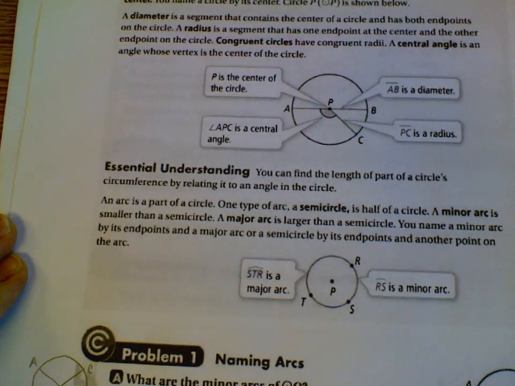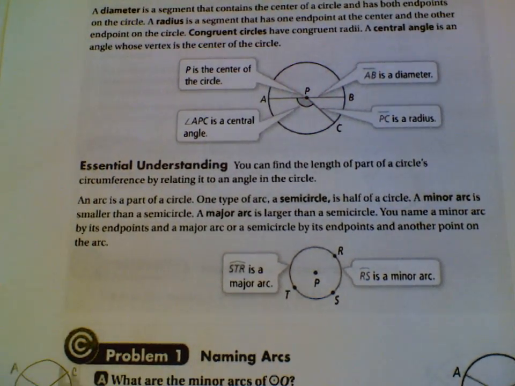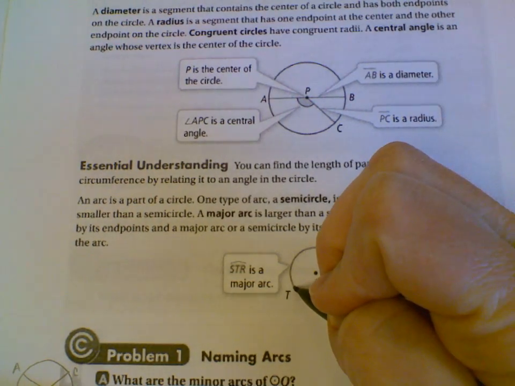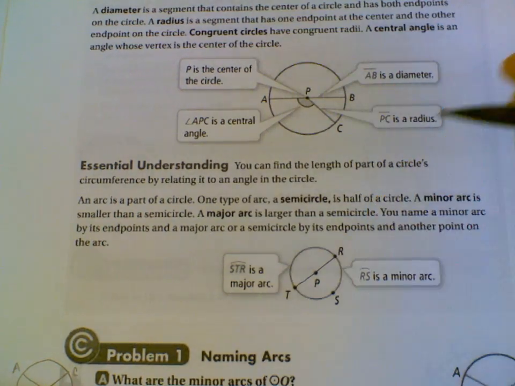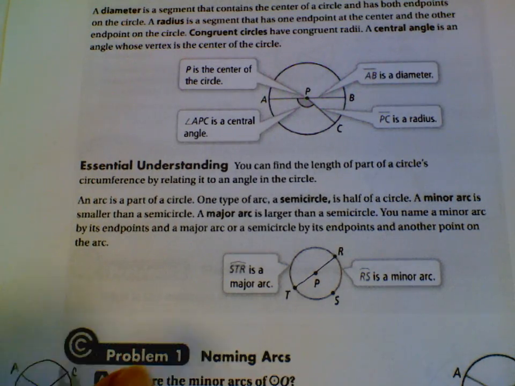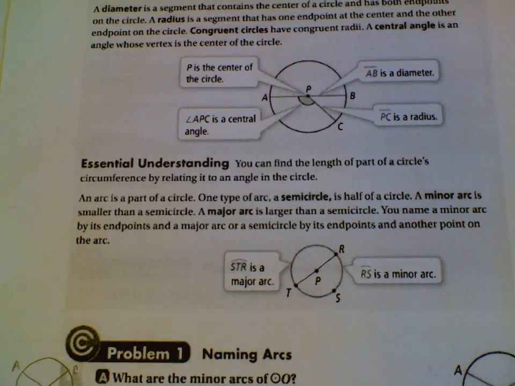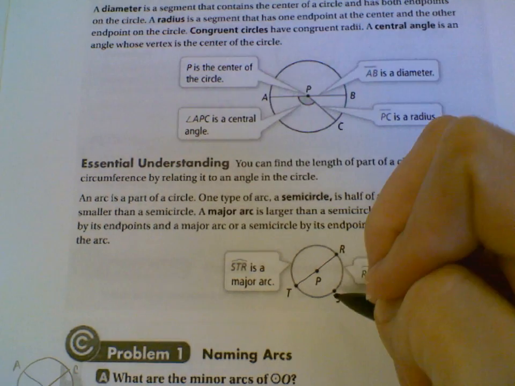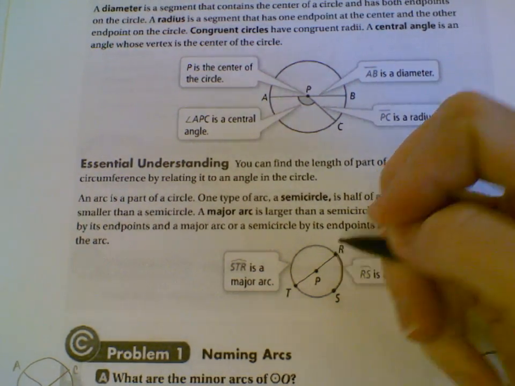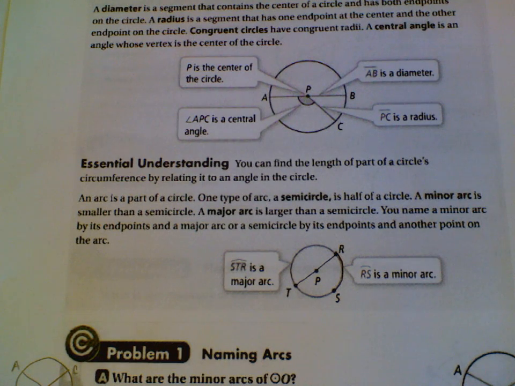So then more vocab is a semicircle. So a semicircle would be one where you draw a line through here. So that arc would be RST, and so that would be half of it. A minor arc is smaller than a semicircle. So an example of a minor arc would be from R to S. So it has to be less than a semicircle.